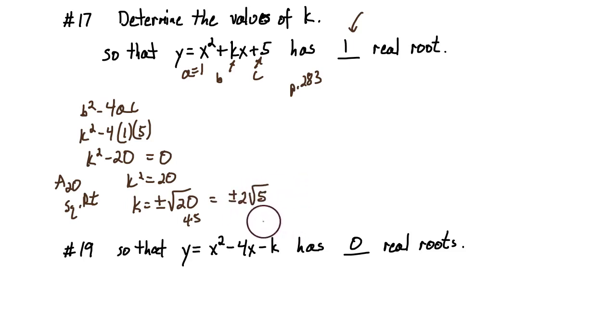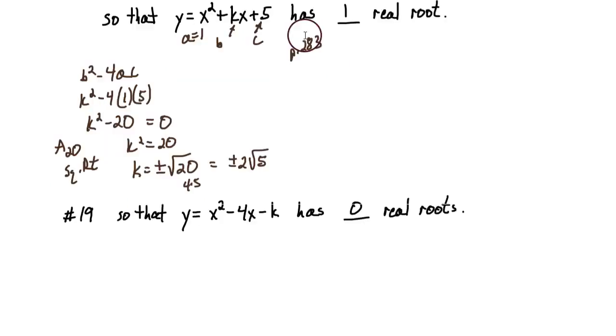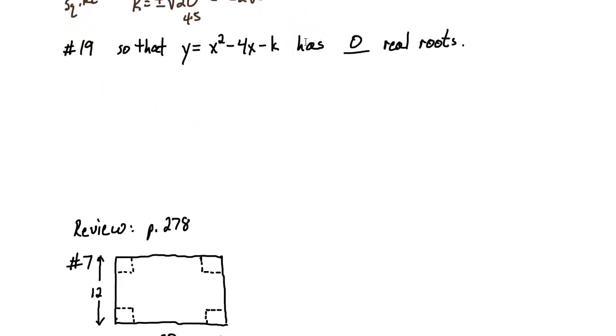Those are the 2 values that could be used for k, so that this equation would turn out to have 1 real root. Next, number 19, the same idea. What are the different values that could be used for k, so that if you solved this equation, it would end up with 0 real roots?